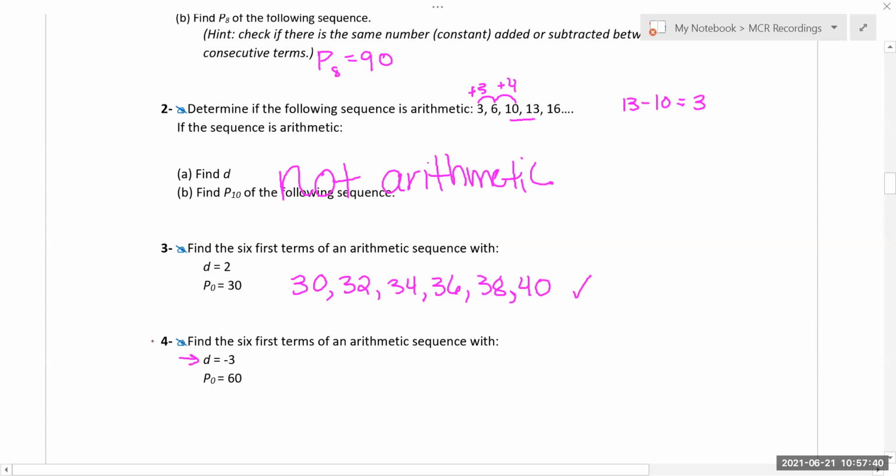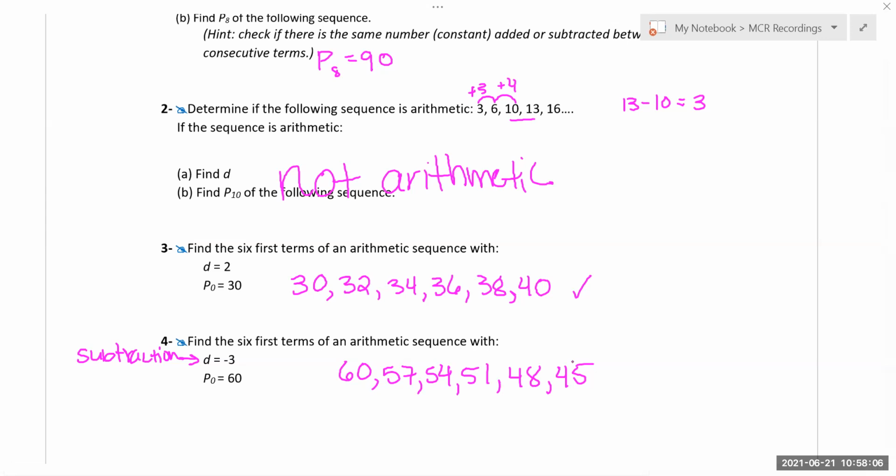Now here's an example of one that's subtraction. So if my P0 is 60, I want the first 6 terms. So I'm going to minus 3, minus 3, minus 3, minus 3 until I get down to 6 terms. 1, 2, 3, 4, 5, 6. So I am there. So that's my answer for question 4.